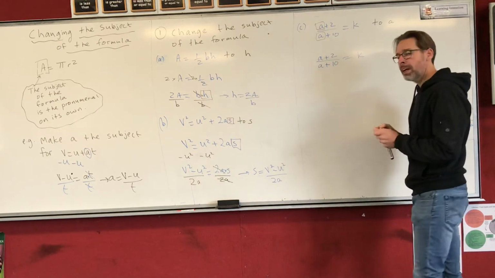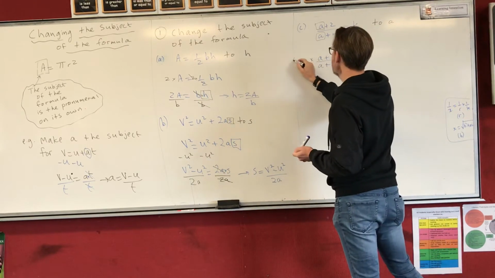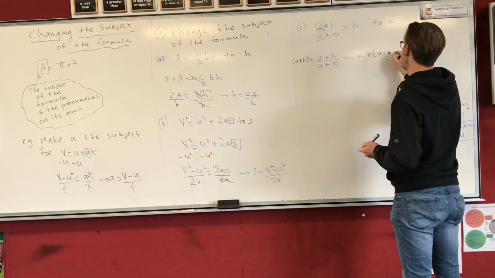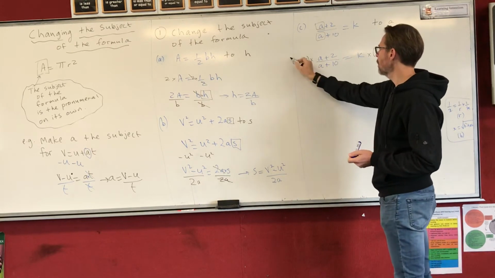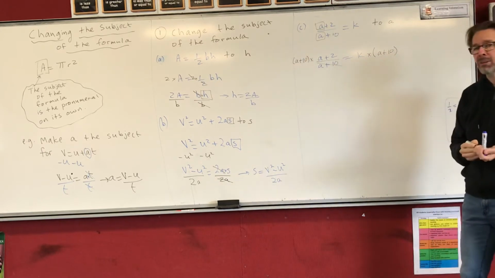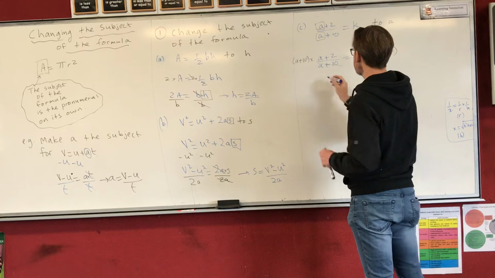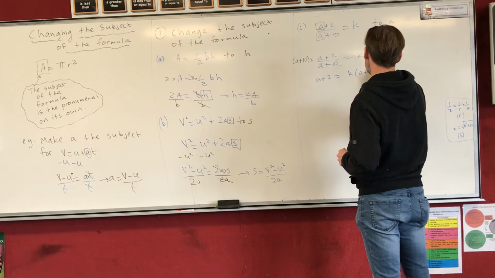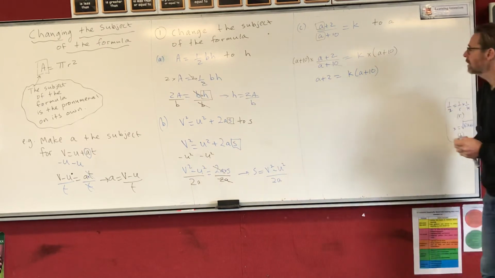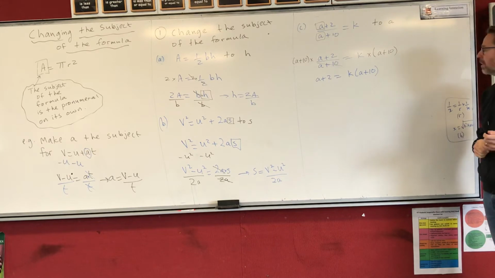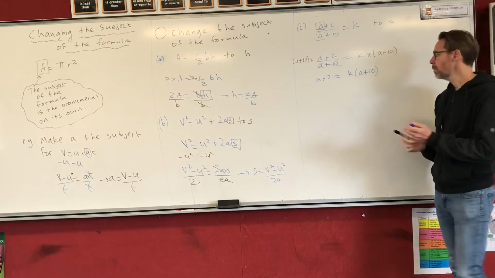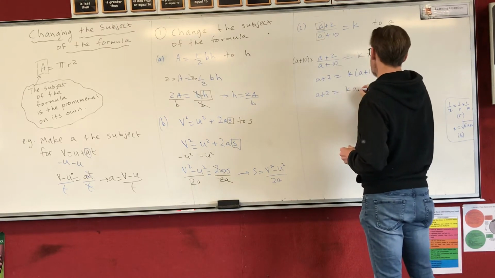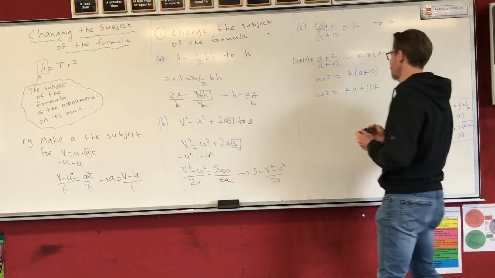Now I want to get rid of the denominator, so I'm going to multiply both sides. I'm going to use brackets as well. Need brackets because there are 2 terms involved in the multiplication. These 2 terms. Now that allows me to cancel the denominator, makes the question easier for me. So now I've got a plus 2 is equal to k brackets a plus 10. Okay. Alright, what do you think we're going to do next? Well, let's expand the brackets. That's what we can do next. So a plus 2 is equal to ka plus 10k.